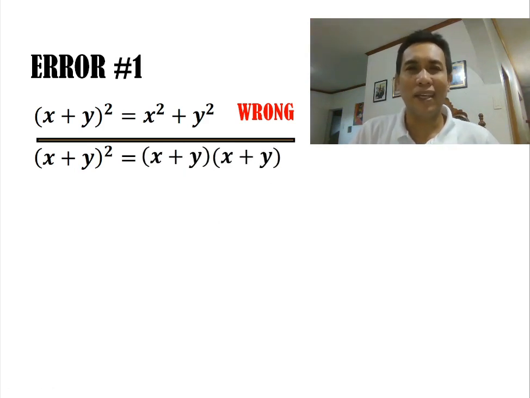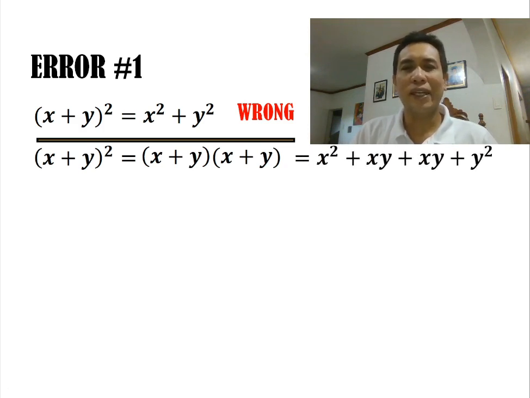Now, you can apply the distributive property or the FOIL method. FOIL is first, outer, inner, last term. Now, x plus y times x plus y, or you can apply the vertical method. So this is equal to x squared plus xy plus y squared. Now, you have to combine the like terms. Okay? So this is equal to x squared plus 2xy plus y squared.